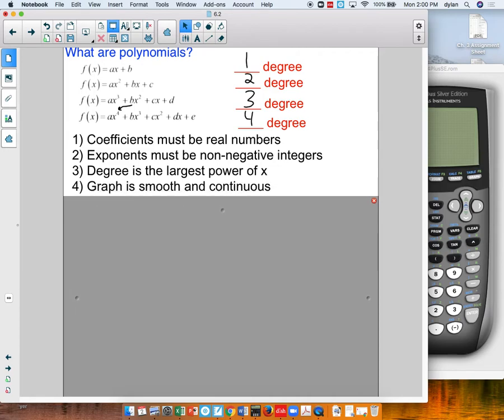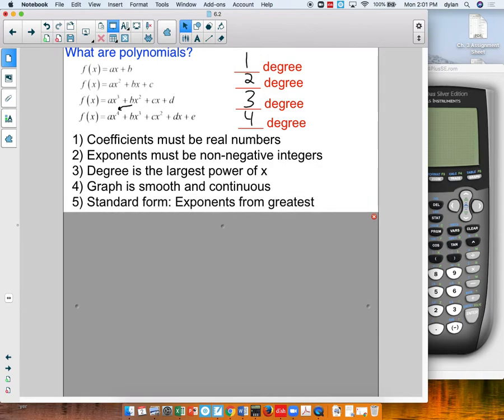The other thing I want to note about polynomials is that the graph will always be smooth and continuous. In other words, whatever we're graphing will be curves rather than something that looks more like an absolute value function. The graph will be smooth and continuous throughout. The other reminder is that standard form always has your exponents going from greatest to least.